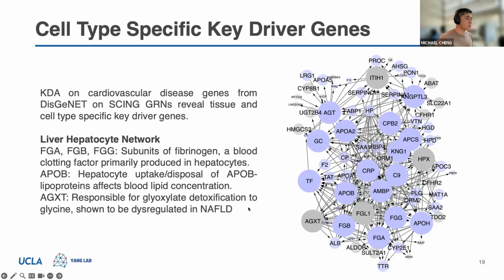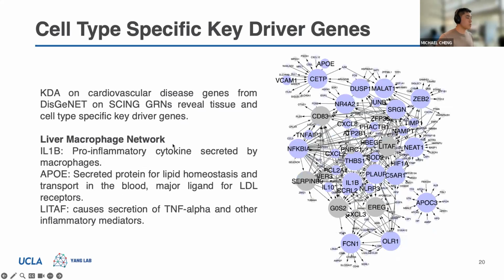And then our networks can also propose these cell type specific genes that have no prior association to cardiovascular disease as annotated by an existing database, like this AGXT, for example. It has been shown to be dysregulated in non-alcoholic fatty liver disease, which also is quite correlated with cardiovascular disease incidence as well.